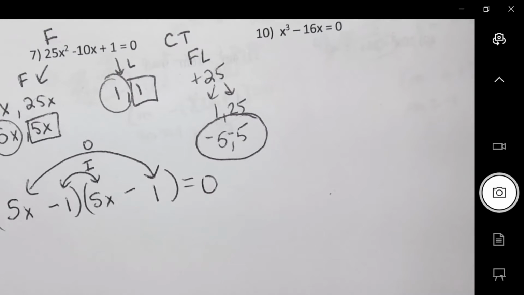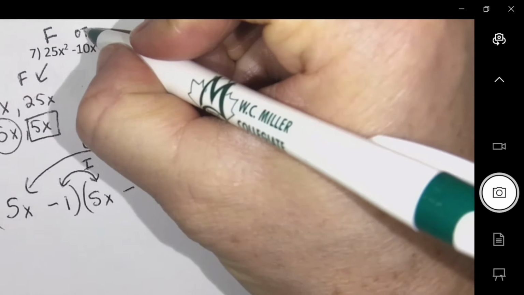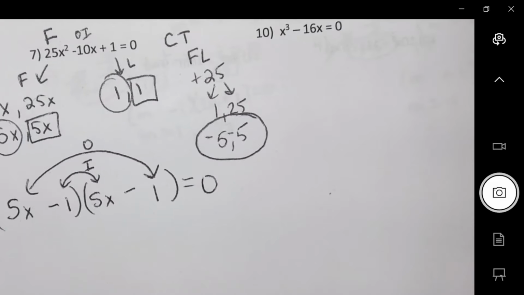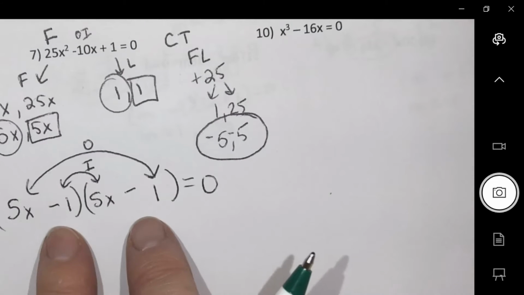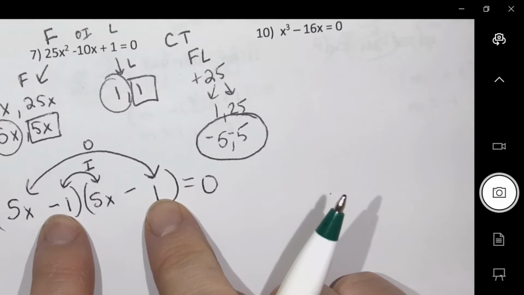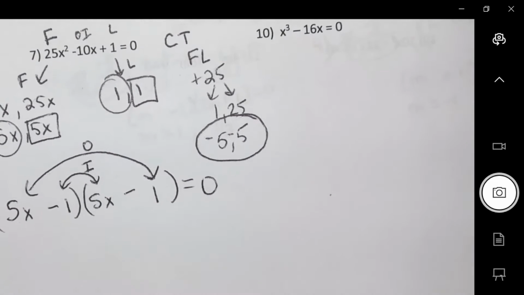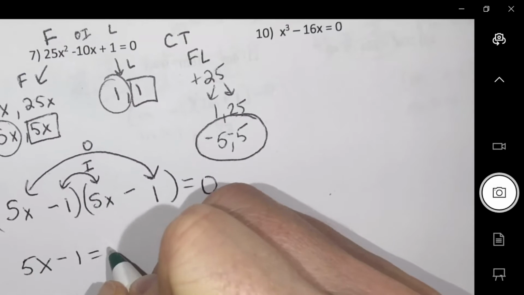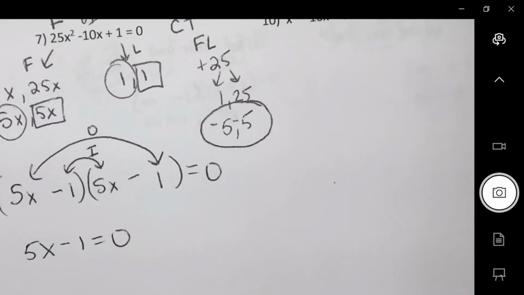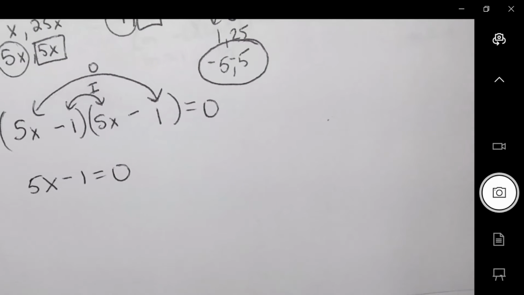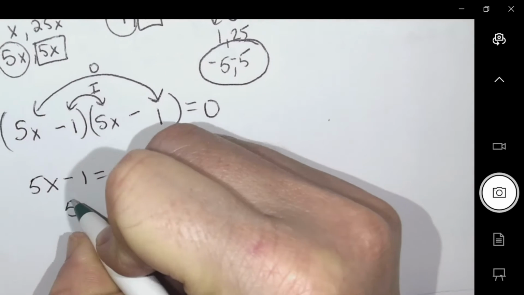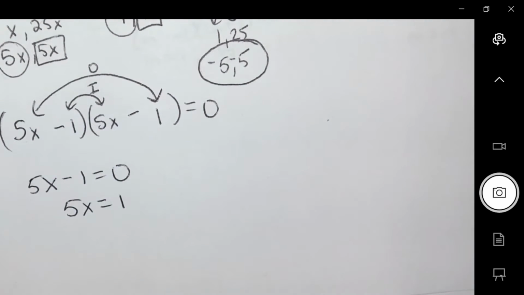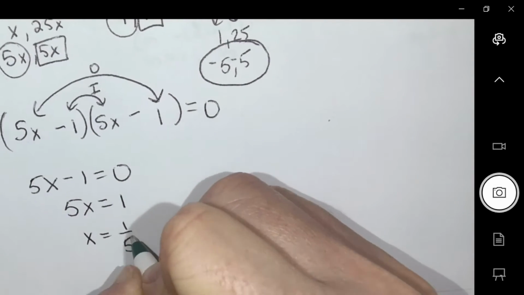And over here we talked about them both being negative 5x and a negative 5x. So the O and the I together are making the negative 10x. And then your L is making a plus 1. Okay, if I want that to be 0, I'm going to add 1, and I'm going to divide by 5.